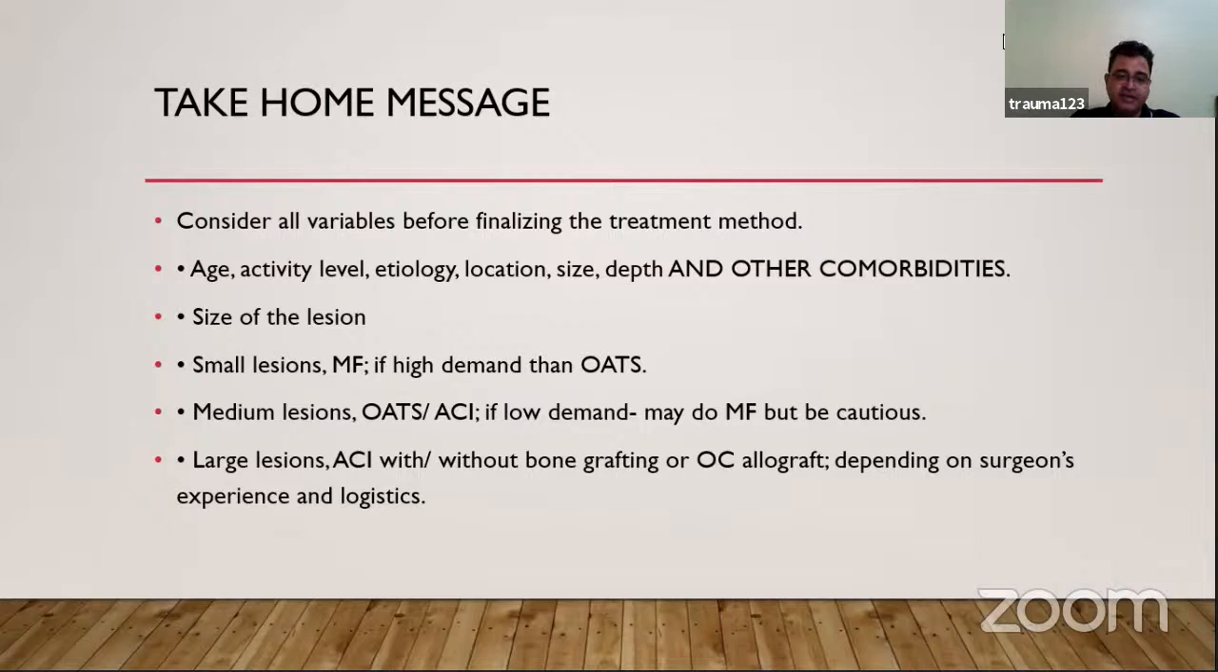Large lesions, go for ACI with or without bone grafting or allograft, depending on surgeon's experience and logistics. But we should not ignore this cartilage lesion, otherwise they will further progress, and then they will require a knee replacement after a couple of years.